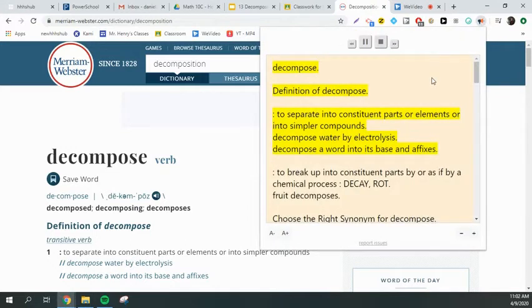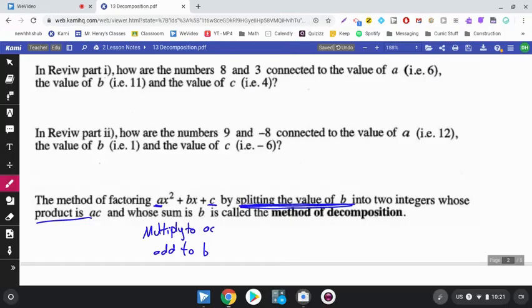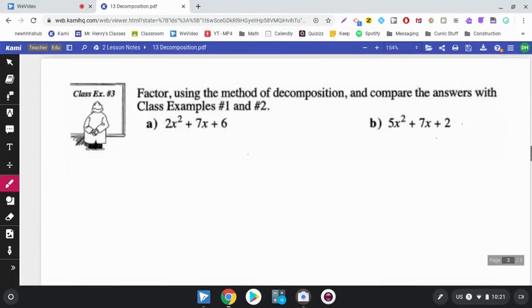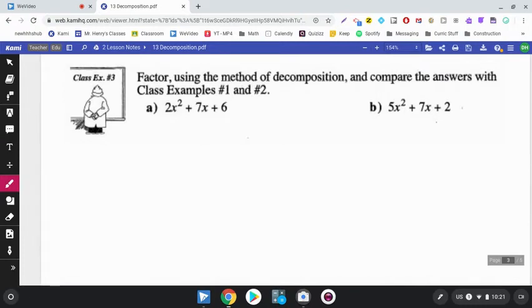Decompose. Definition of decompose: to separate into constituent parts or elements or into simpler compounds. It means to break apart, right? It means to, like you have your compost, there is decomposition happening in there, to break apart, to fall apart. So we are decomposing, or we are breaking apart that B term. Okay, I think it makes more sense to do decomp just by doing it. So that's what we're going to do. We're going to go through a couple examples, and I'll show you how to work through decomp.